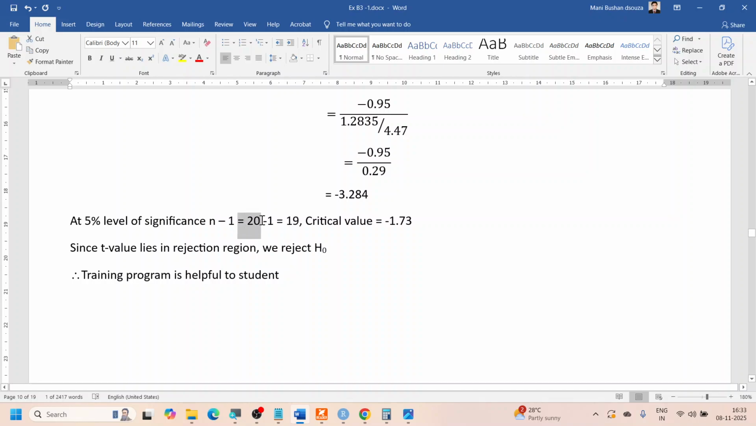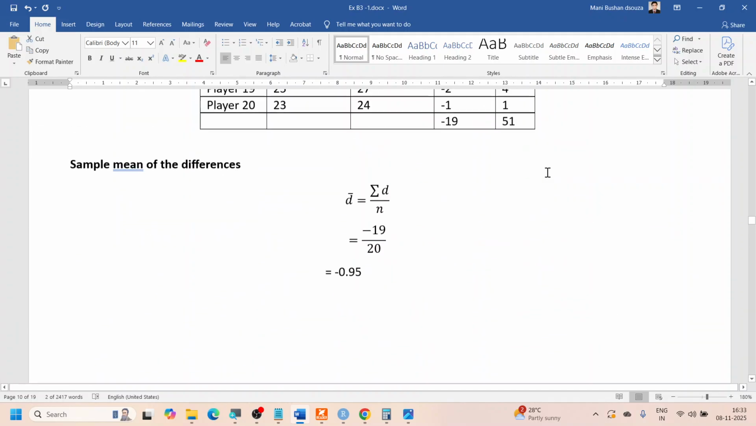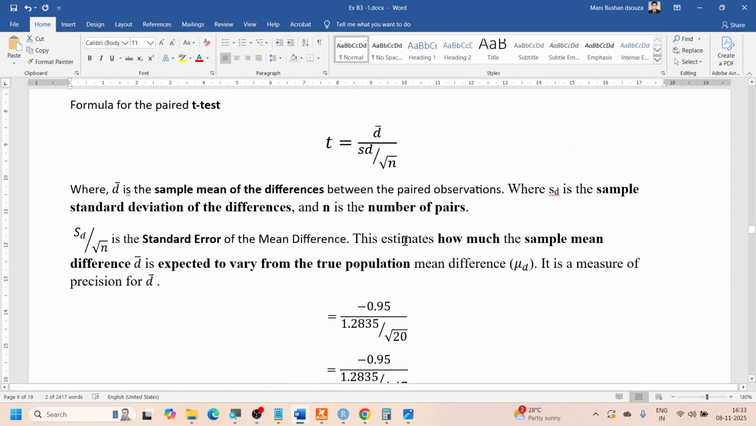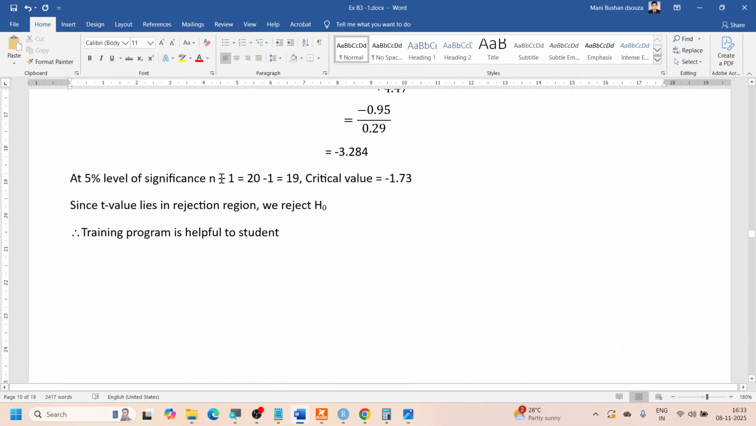The total number of samples given here was 20. You know very well, 20 players were there, so 20 minus 1 will give you the degrees of freedom, which is 19. And we want to test at the 5% level of significance. That means we want to say whether we are 95% confident that there is no significant difference in the performance of the students before training and after training. So we want to test that. How do you do that?